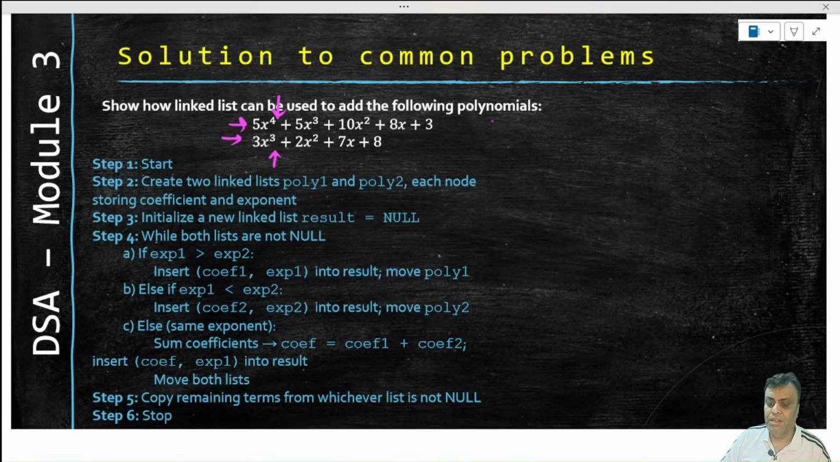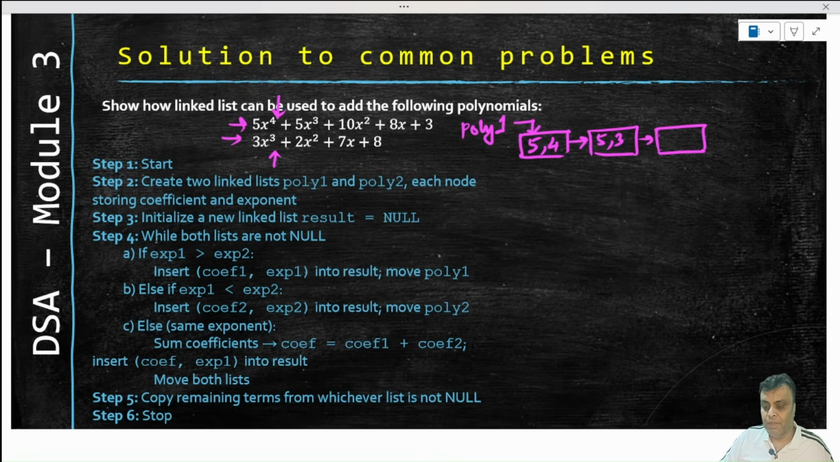assume that we have created two polynomials, one called poly1, right, which is pointing to the element which is 5 and 4, and this is pointing to 5 and 3, and this is pointing to 10 and 2, and this is pointing to 8 and 1, and this is pointing to 3, this is pointing to 3 and null, right? So this is my first polynomial.